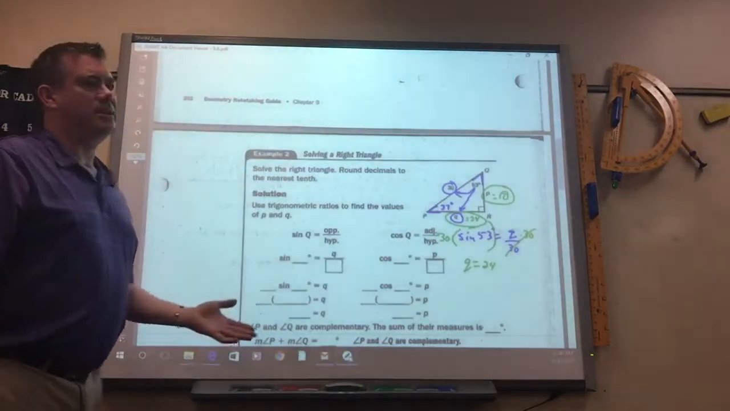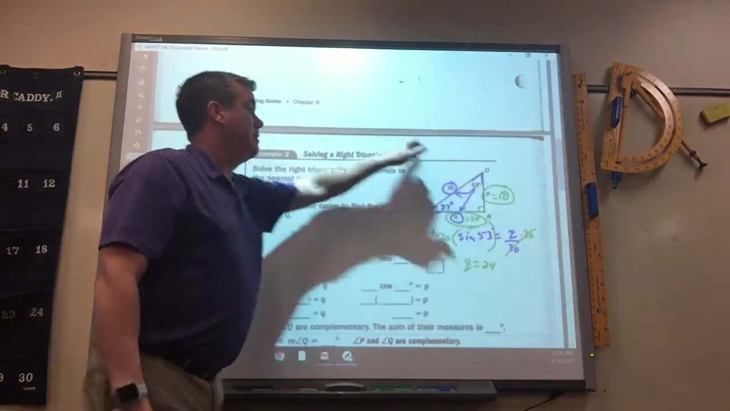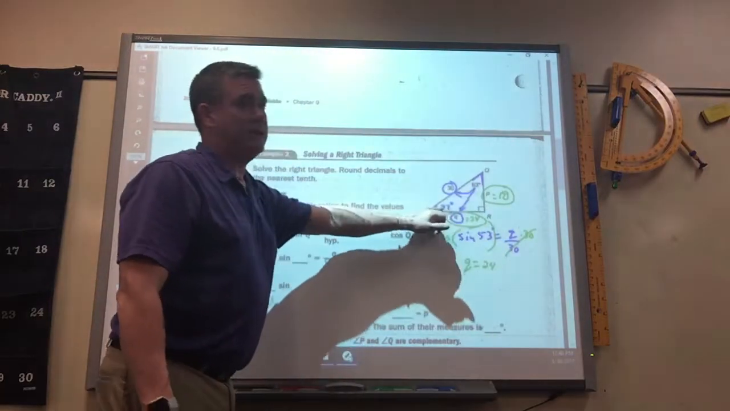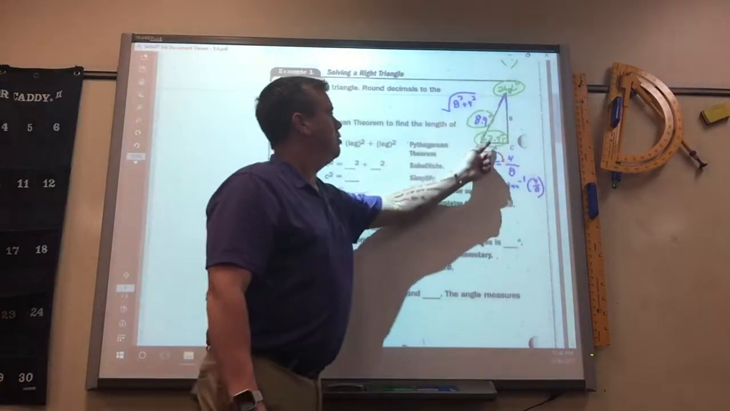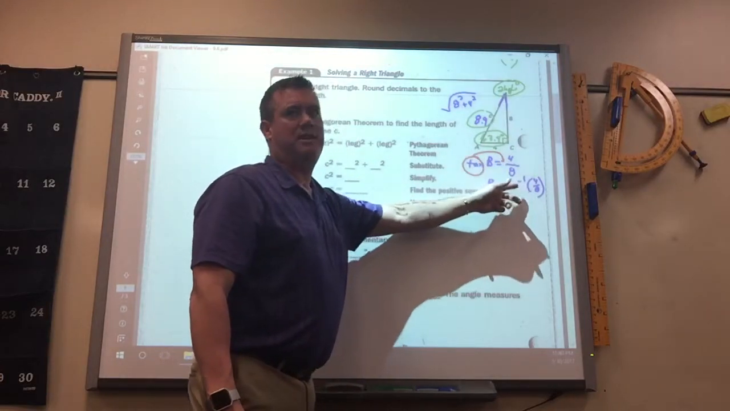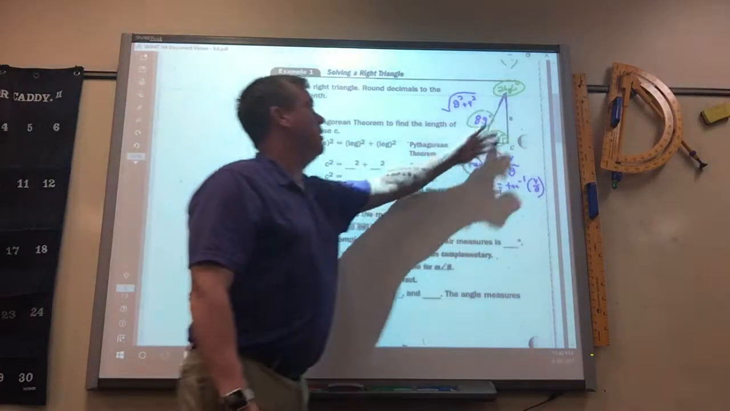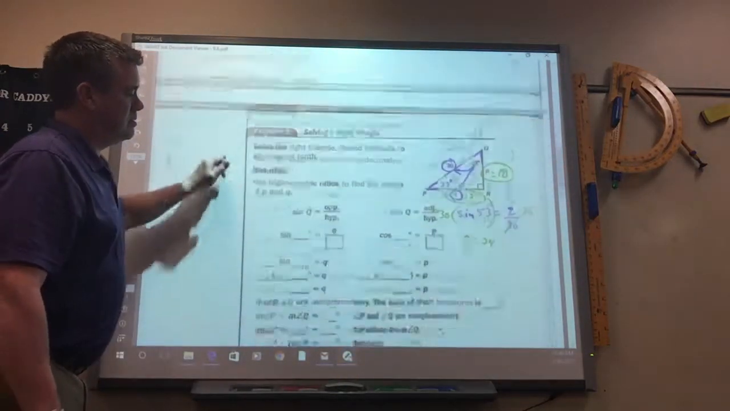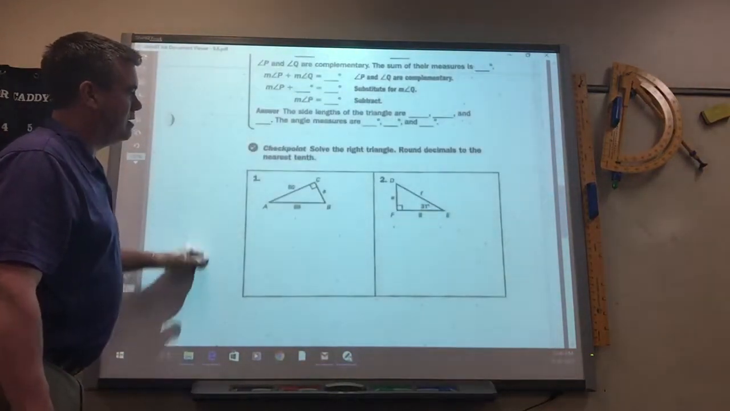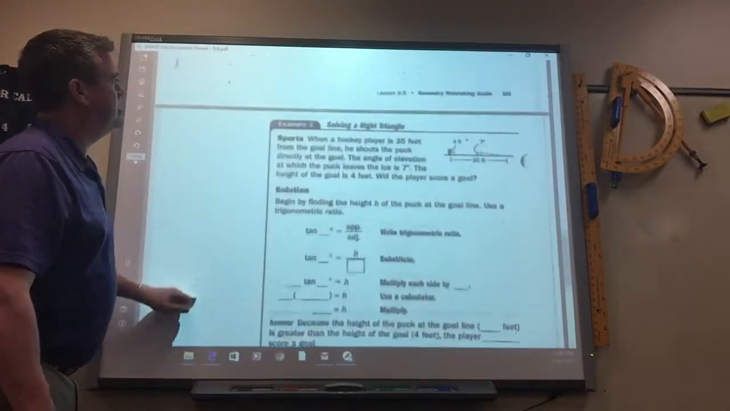So the only added thing now is, if we know an angle, we can just subtract from 90 to find it. If we don't, we're going to have to use the inverse key to find one angle, and then you just subtract it off of 90 to find the other one. Let's see if we got a different one here. Okay.